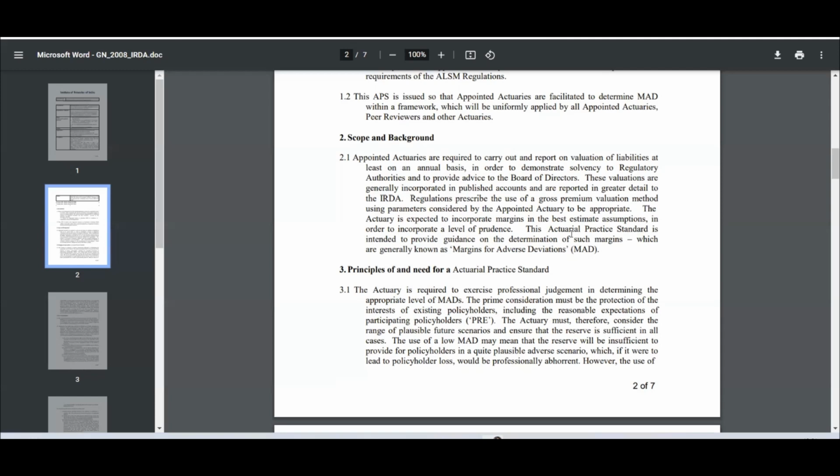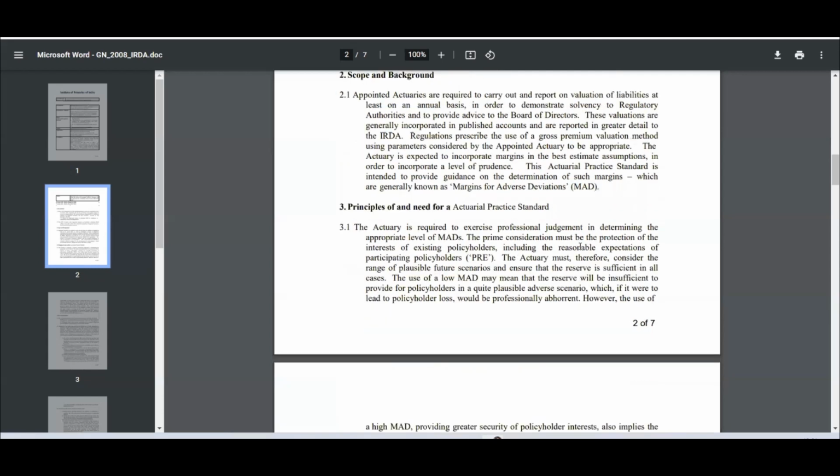And these liabilities are the numbers that will be published and maybe reported in greater detail to the authority, IRDA. So the MADs or the PADs would be a measure of prudence, and that would protect the existing policyholder interest. Now, if the level of MAD is too high, then it would unnecessarily tie up capital, and that would cause a reduction in the return as expected by the shareholder and the policyholder. But if the level of MAD is high, then that would also protect policyholder interest against adverse scenarios.